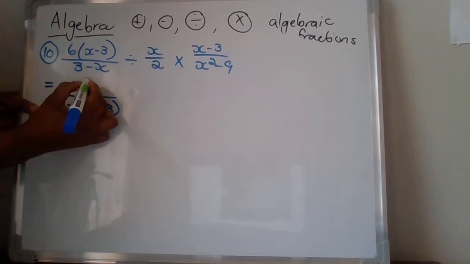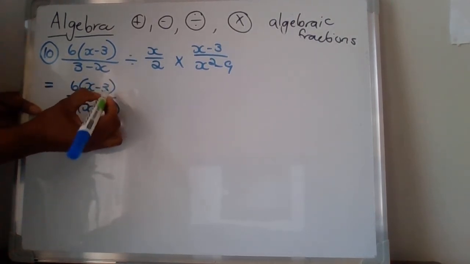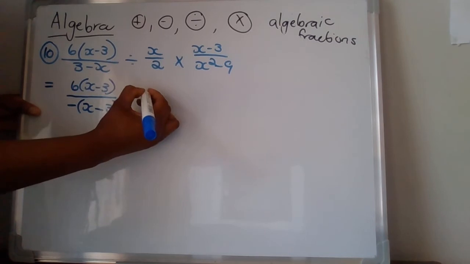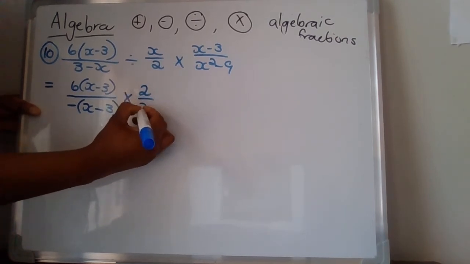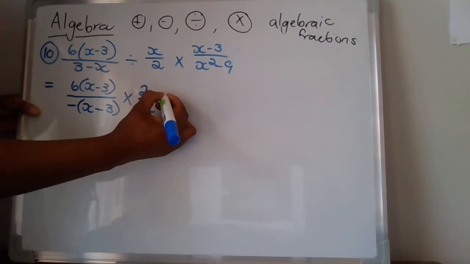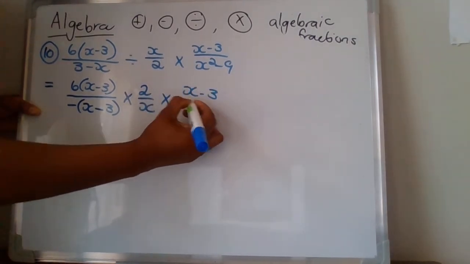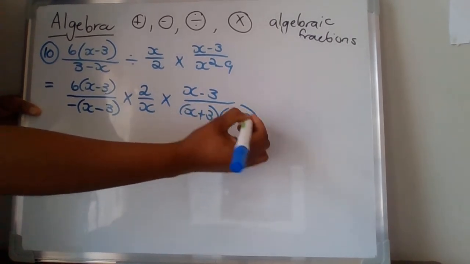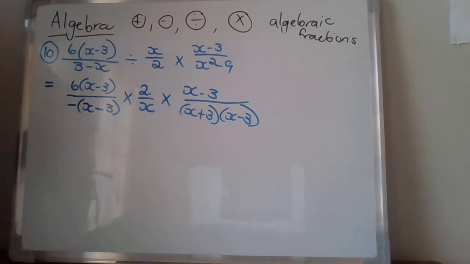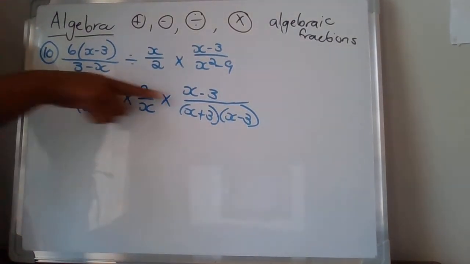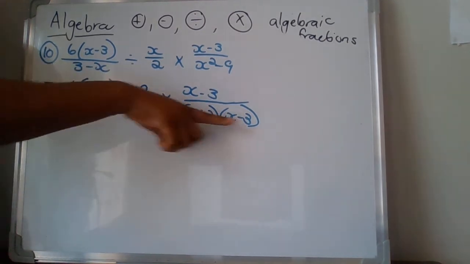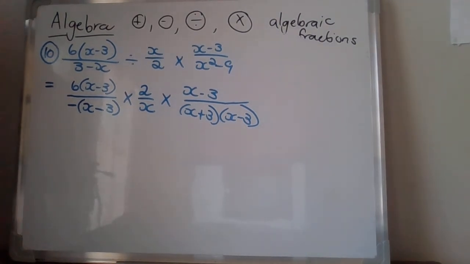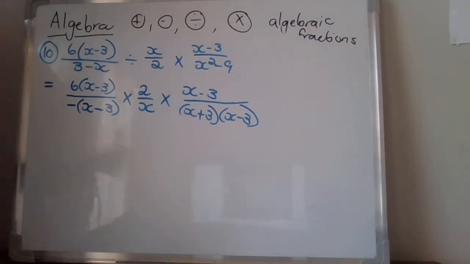So then I have 6 times x minus 3. And with a division sign, I change it to a multiplication sign, and I reciprocate the value, so it's times 2 over x. And then it's times x minus 3. I factorize that denominator. It's x plus 3 times x minus 3. Okay, so the nice thing about this one is you don't have to multiply the top and the bottom first before you can then cancel out the values. You can actually do it here still. All right, so let's do it.